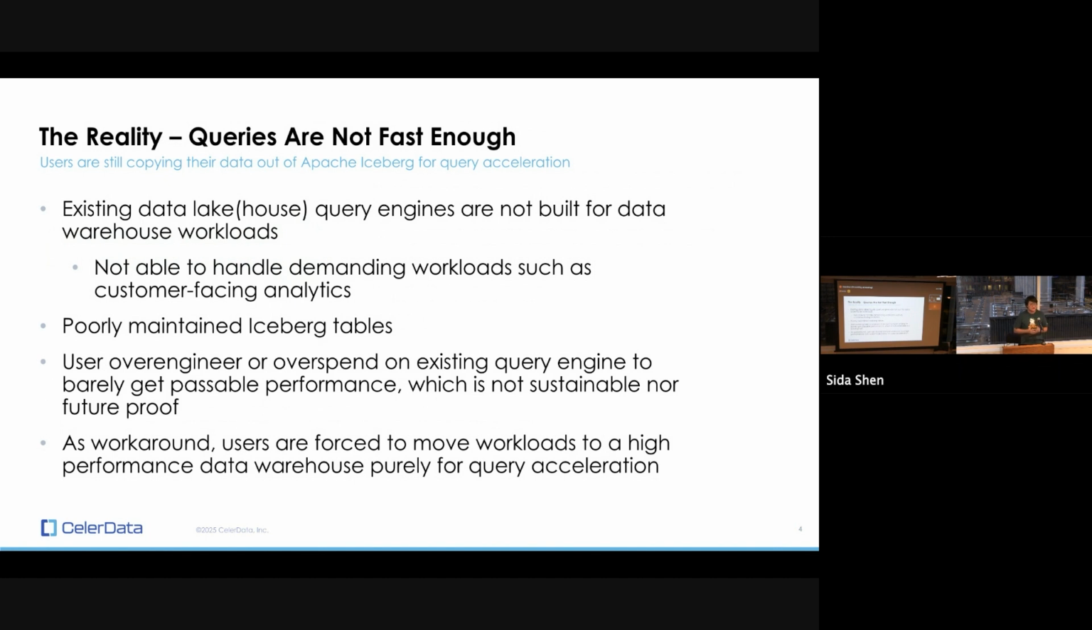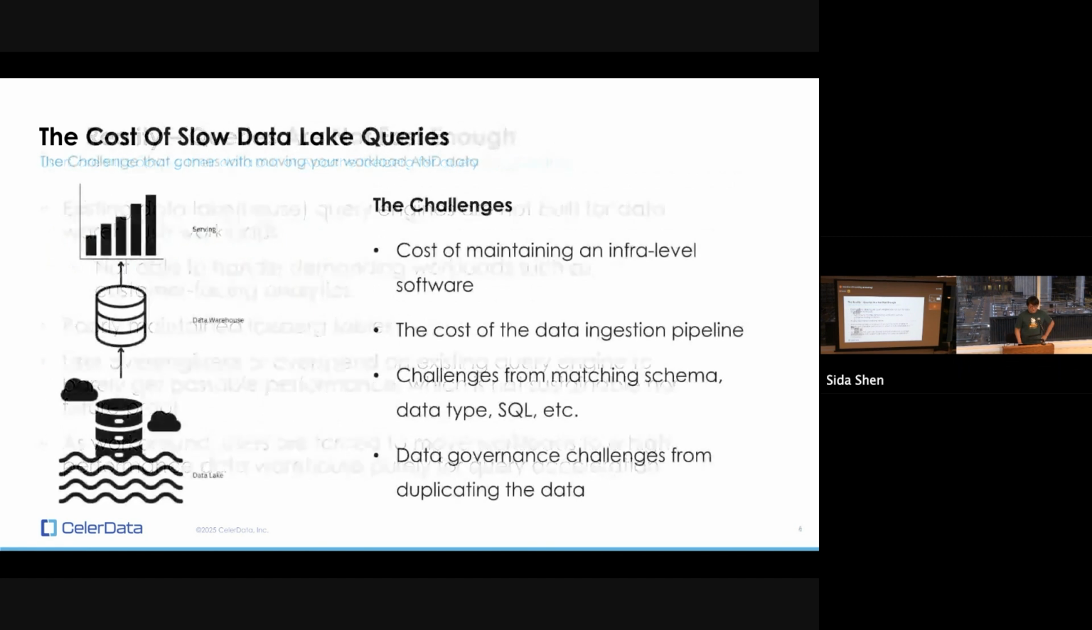So as a workaround, a lot of Iceberg users are forced to move their workload back to a high-performance proprietary data warehouse, just for query acceleration reasons. This does solve the performance issues, but it brings a whole new set of challenges and costs. First, you have to consider the cost of actually maintaining a proprietary data warehouse. Stateful systems use a lot of resources. Infrastructure level software is very expensive and very error prone.